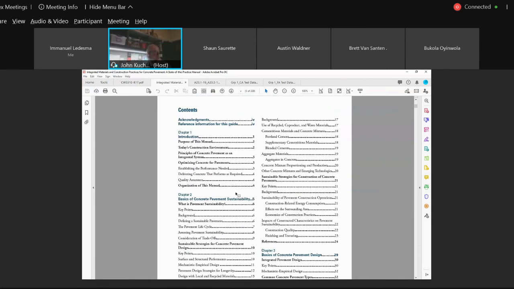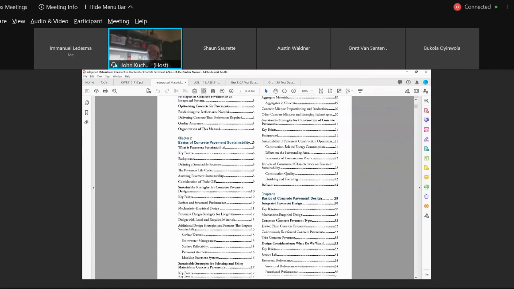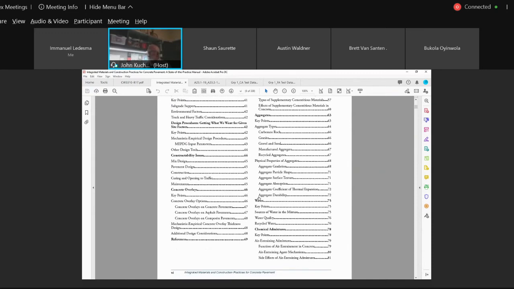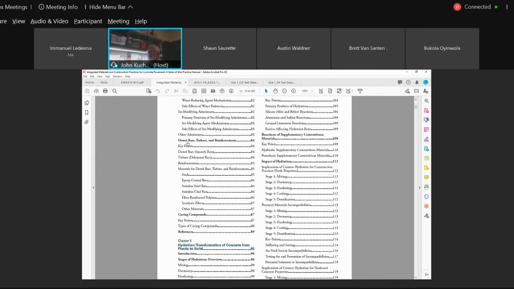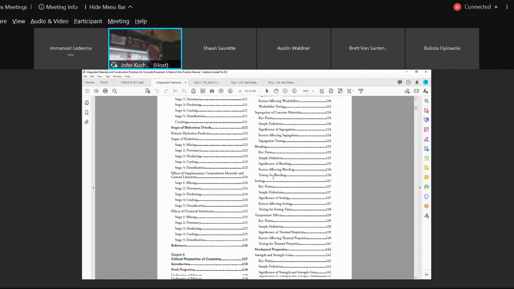There's all your chapters. Basics of concrete. We talk about basics of concrete pavement design, thickness design, consideration factors to accommodate for design. Water. We talk about aggregates, which is what we're talking about. We're talking about dowel bars. We'll be looking at some of them. Hydration, transformation of concrete from plastic to solid.